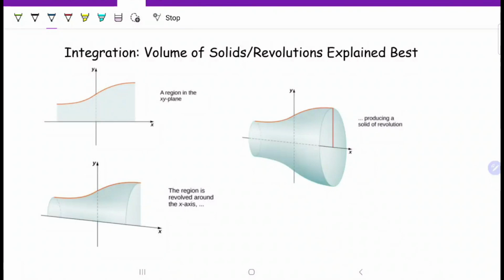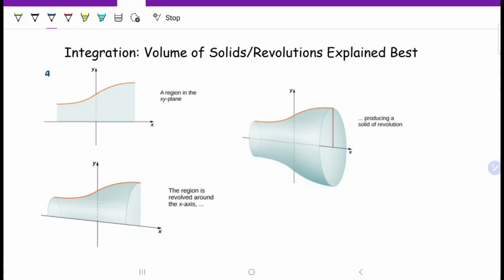Okay, so what I want to do in this video is to create a little bit of clarity around this volume of solids and revolutions and how that works. In this next video you'll see that we dive deep into the questions, but I thought it's worth just taking some time explaining this.